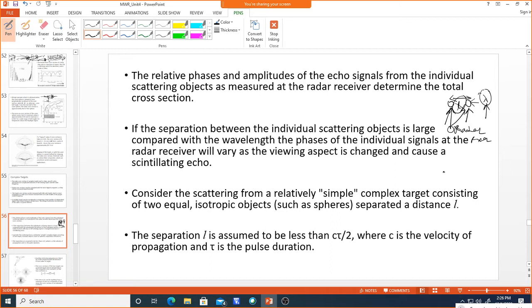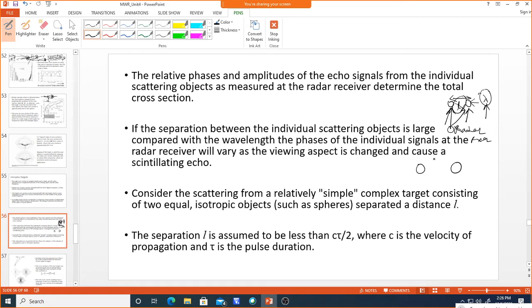So if you have, for example, two spheres, separated. For a sphere we already computed the RCS. That is very easy to compute because the radiated energy, or the echo signal, is uniformly scattered in all directions. That's why you can easily get the echo signal from the sphere and get the RCS.